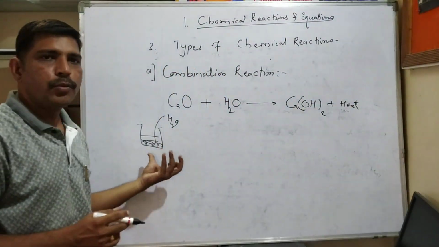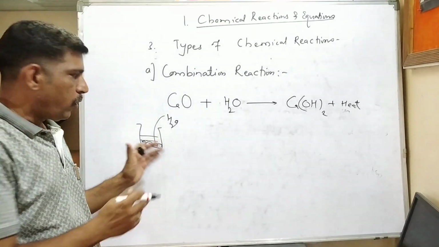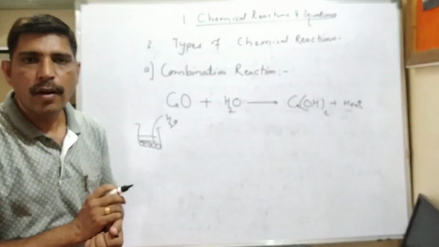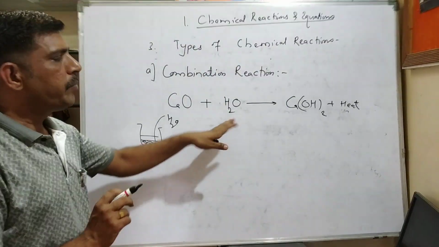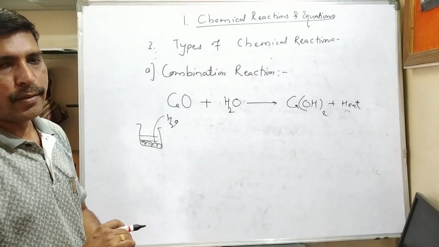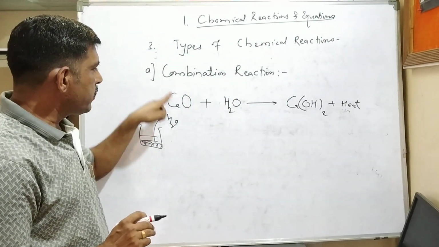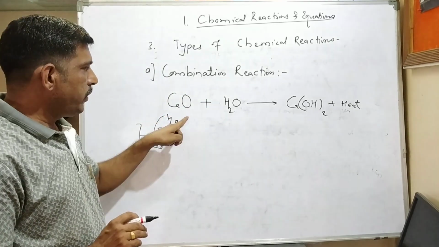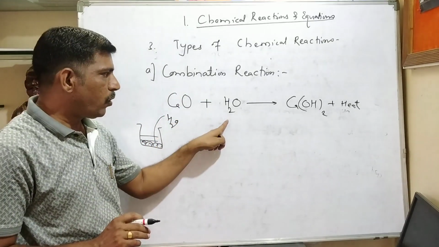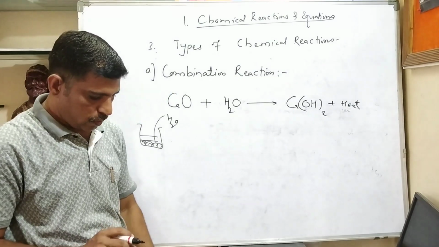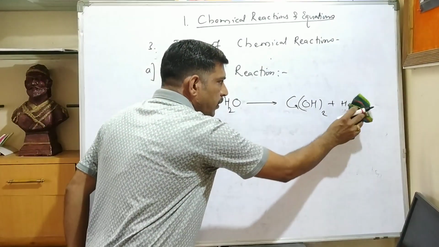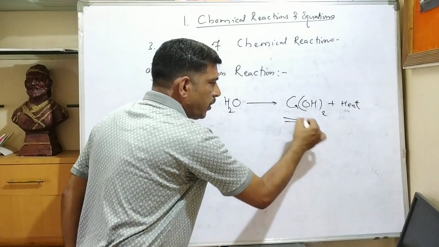Suppose I touch this beaker from the bottom or from the side, we feel it very hot. That means it is an example of an exothermic reaction also. So here, a combination reaction example is the reaction of calcium oxide with water, where we get a single product. So focus on this single product.